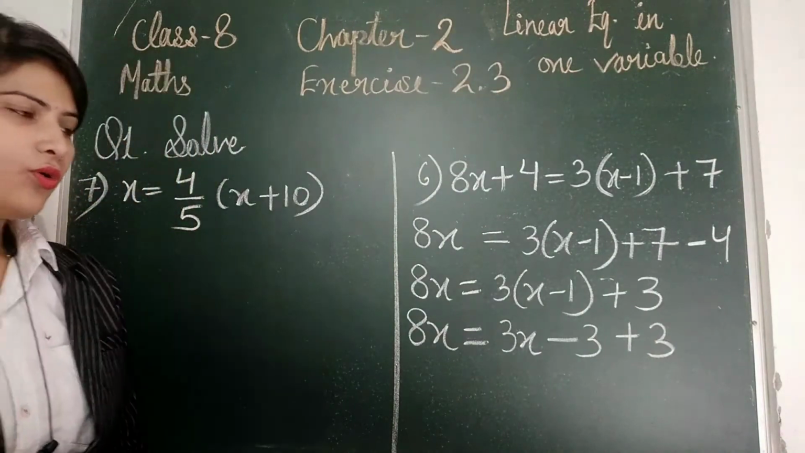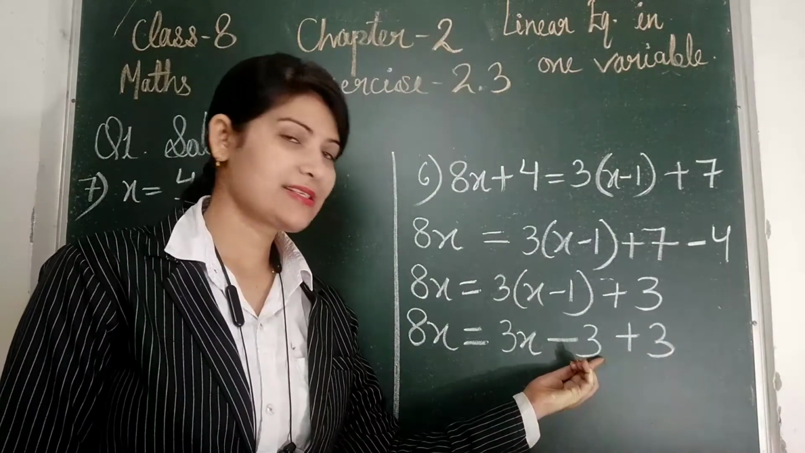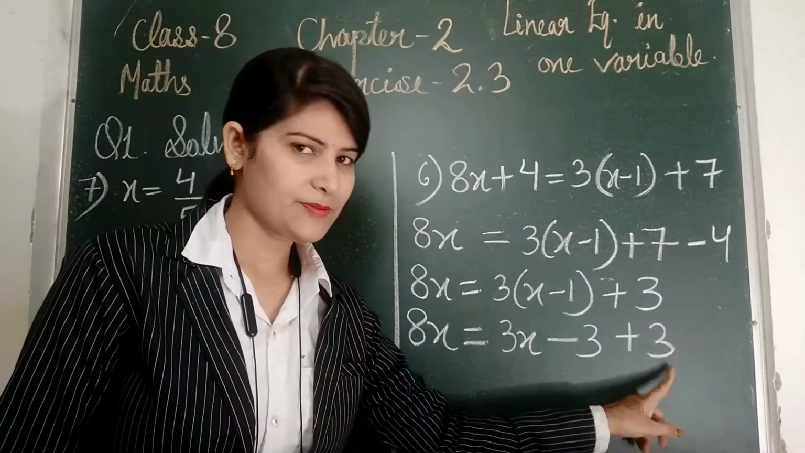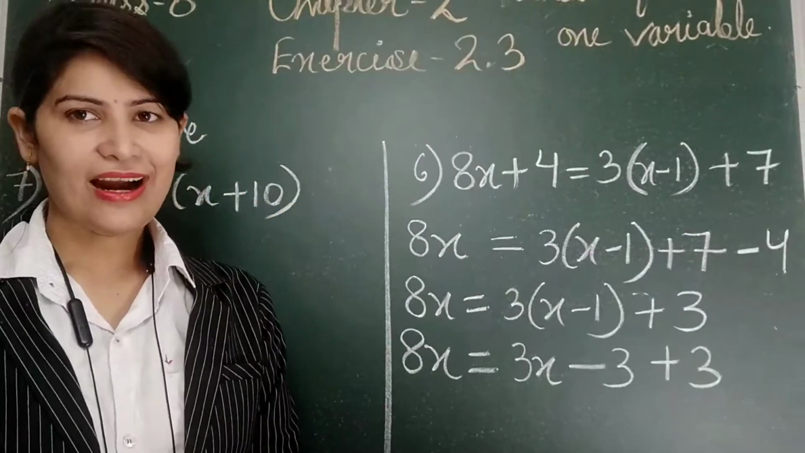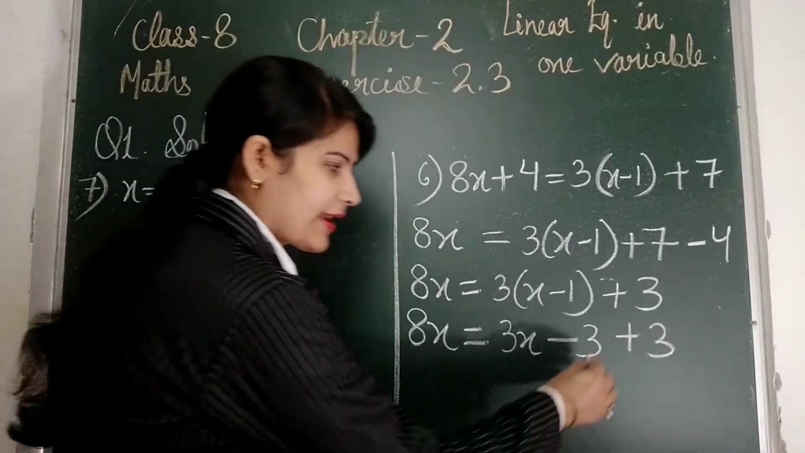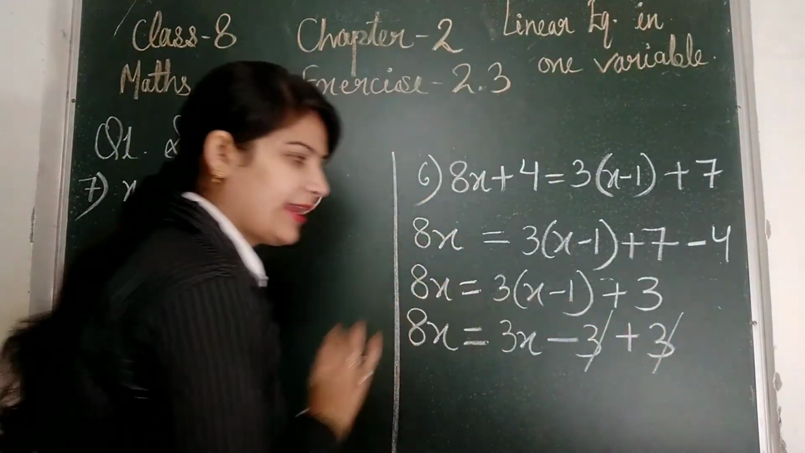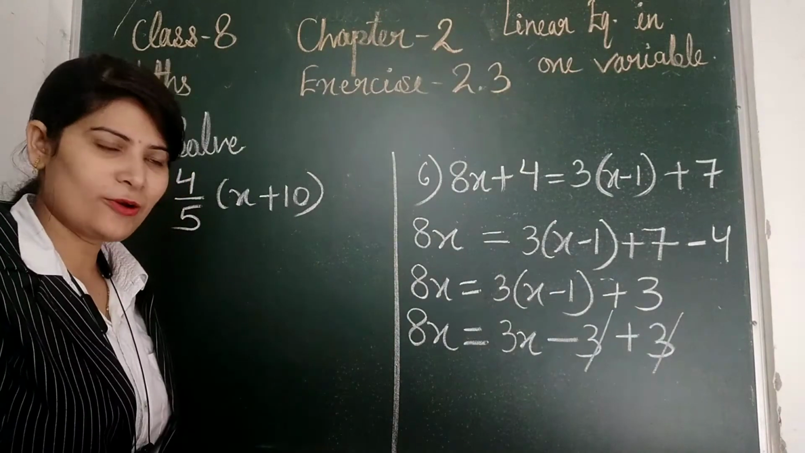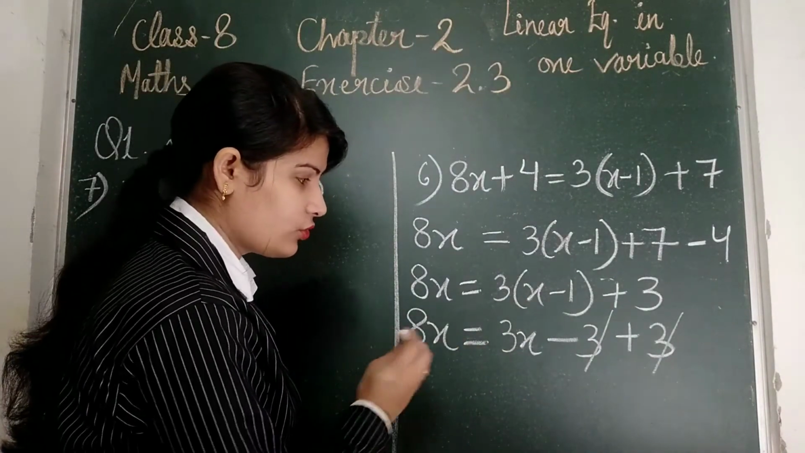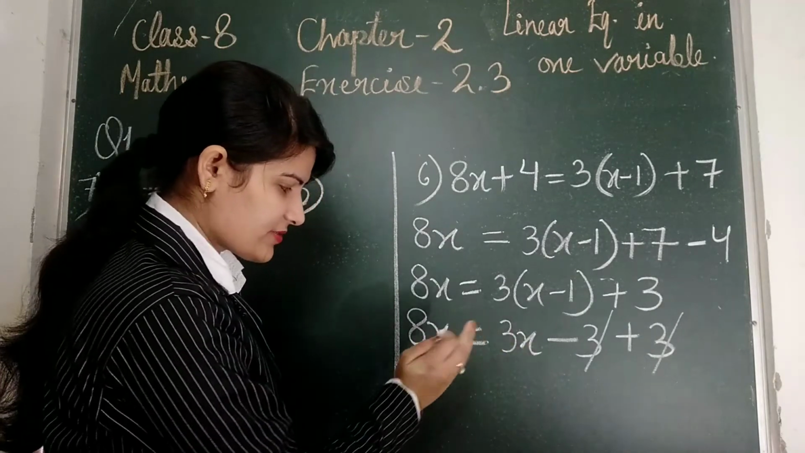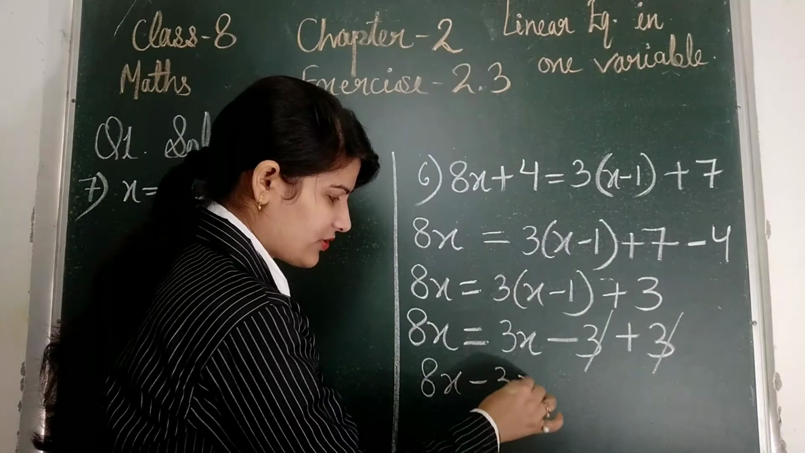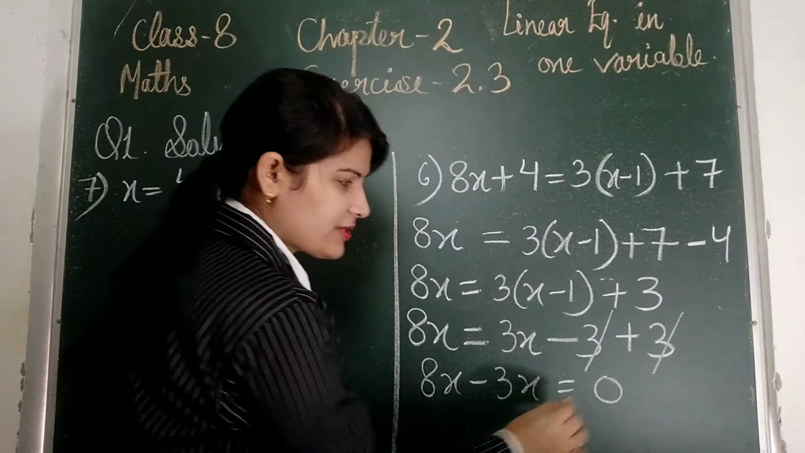Now you know that if there is the same number, one a negative integer and one a positive integer, we can cancel this number. Here minus 3 plus 3 will cancel because 3 minus 3 is 0. Now here 8x and 3x, what do we have to do? Simple. 3x will transfer to that side, it will become 8x minus 3x equal to 0.